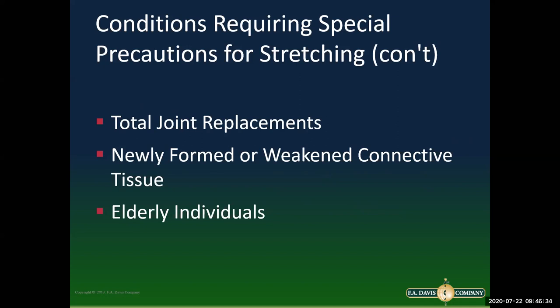Conditions for thinking about this, right? Total joint replacements. We're going to watch doing mobilizations on those. We know the structural integrity is good, but it's maybe not something we're going to necessarily mobilize. Newly formed or weakened connective tissue.